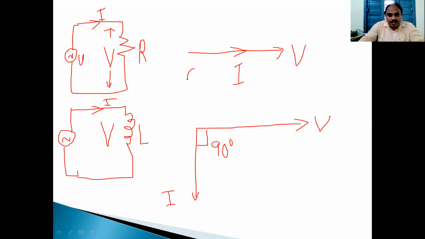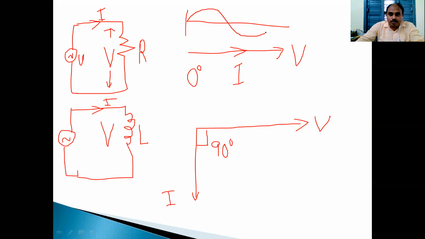In this case, for the pure resistive load, the phase angle is 0 degrees. So this is the pure resistive load, and this is the pure inductive load. In a pure resistive load, voltage and current are both in phase. This can also be explained in waveform.